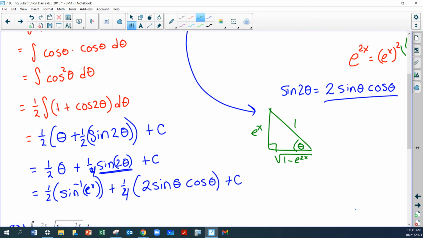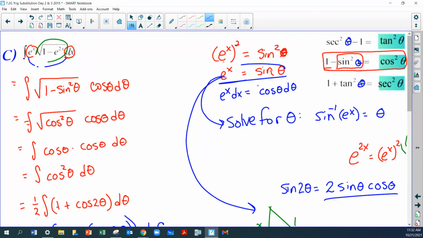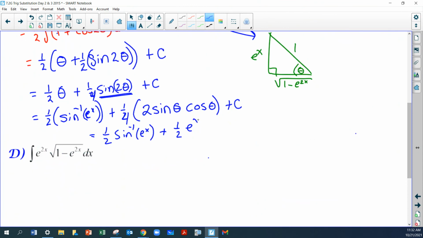So now, full substitution, last step. 1/2 sine inverse e to the x plus 1/2, because 2/4. Sine of theta we said was e to the x, right? Yes, e to the x. Cosine of theta is adjacent over hypotenuse. So adjacent would be square root 1 minus e to the 2x over hypotenuse of 1, so no reason to write that down. And there's our answer, as lovely as it is.